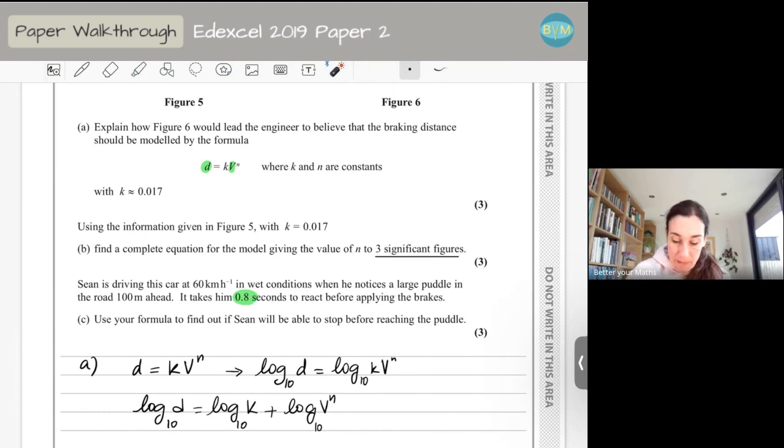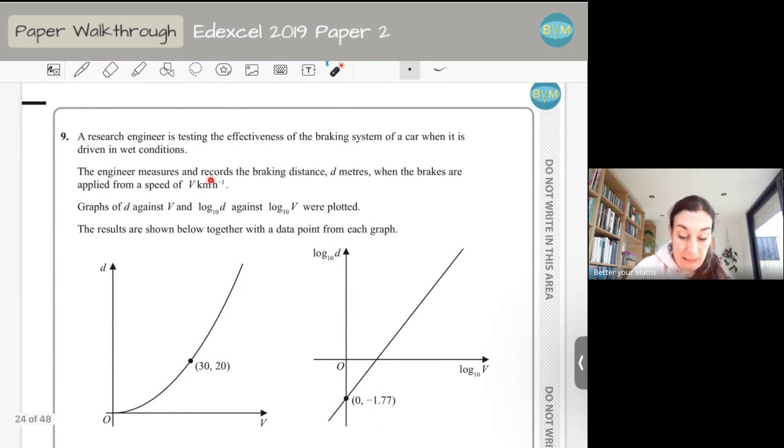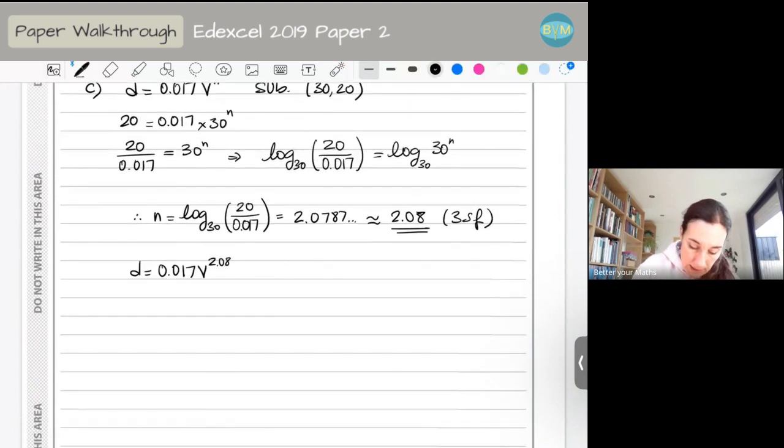But let's see the distance that he needs to brake when he starts at 60 kilometers per hour. And check that the units are the ones in the formula. In the formula, v is in kilometers per hour, and d is going to be in meters. So let's see the distance that he's moving. D is going to be 0.017 times 60 kilometers per hour to the power of 2.08.